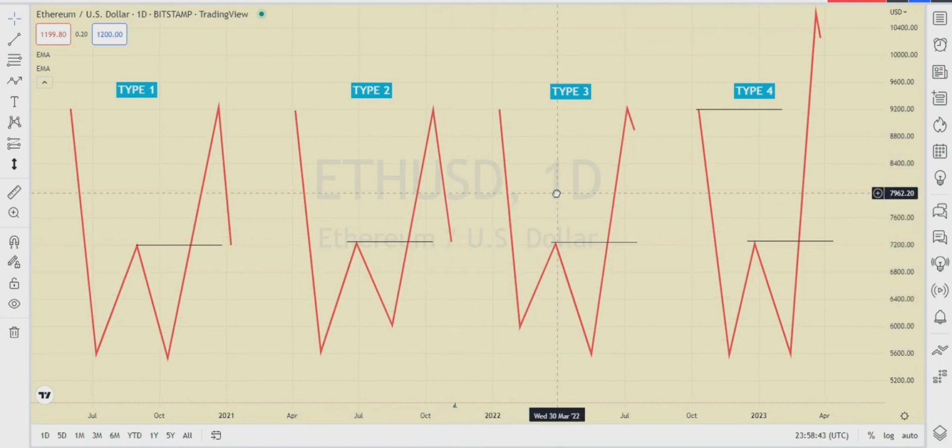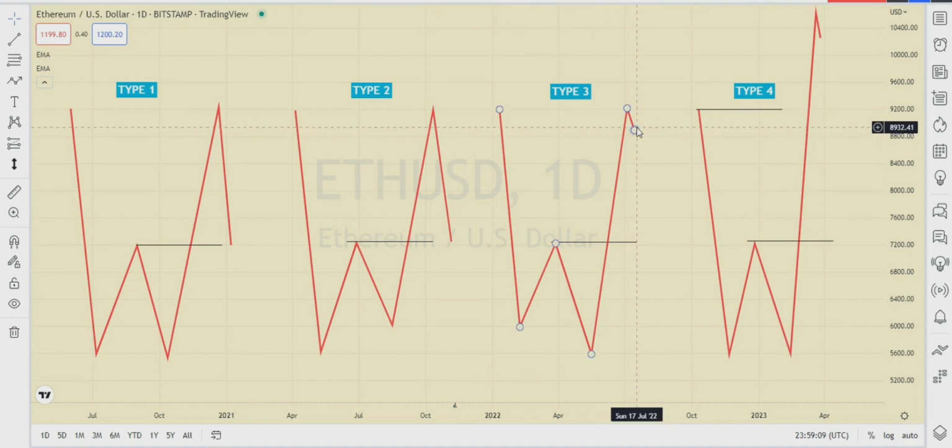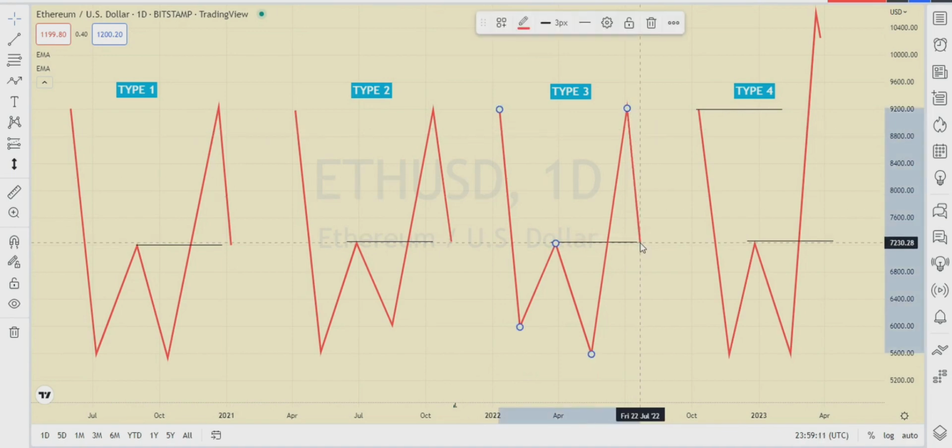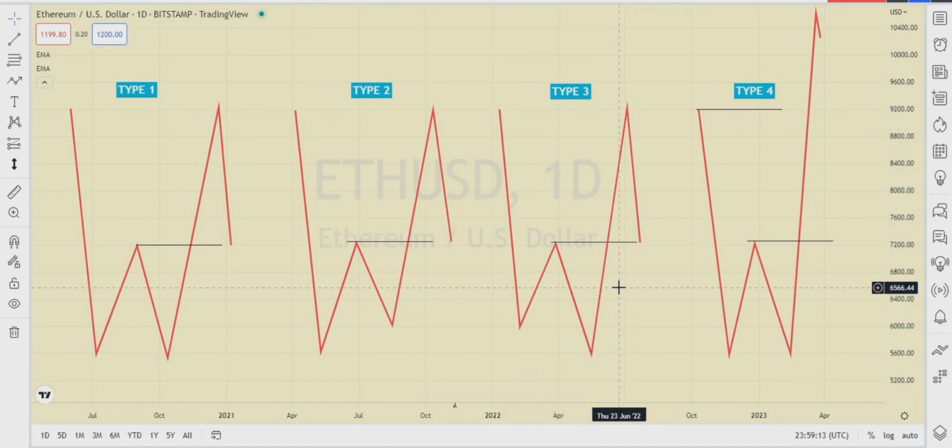And we also have the type 3. The type 3 is the one that has a lower low. It has a protruding swing to the downside. With this one too, it has equal highs. The high here and the high here are equal. And with this one too, we expect it to trade back to the neckline to complete the pattern.